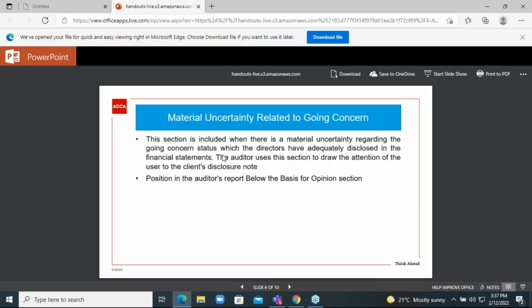Now, the financial statement gives a true and fair view. This is written in the opinion section. This means that if there was a material uncertainty, this material uncertainty has been presented or disclosed according to IAS 1 by the management. So there is no material misstatement.